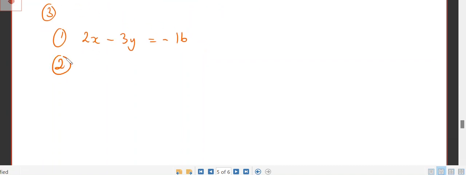Right, so the second piece of information is 2x plus y equals 0. So this would actually be quite a nice one to do the substitution method. Why? This is 1y, so we could easily rearrange that, couldn't we? But we are using what method? Elimination.